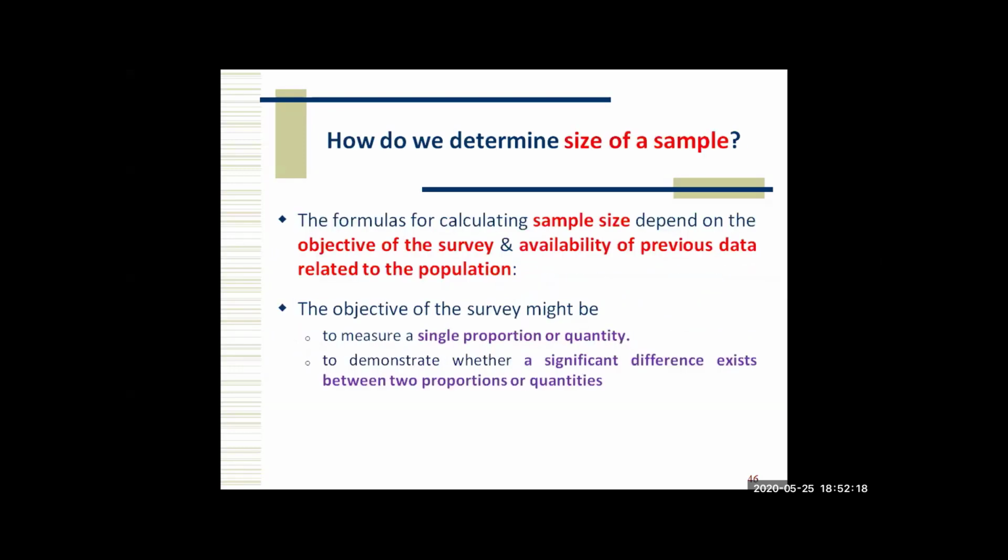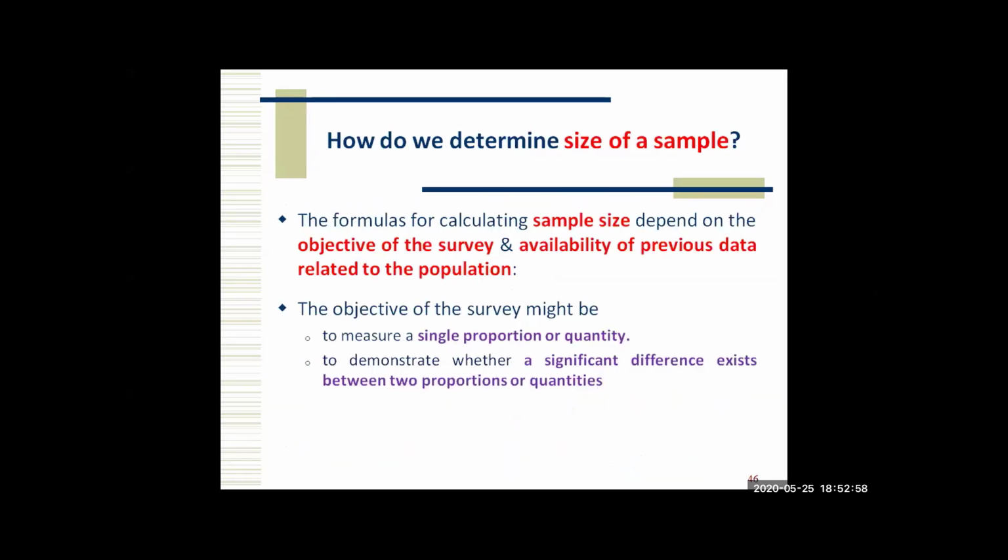That was the point. The other issue is, how do we determine the size of sample? The size of sample might be determined based on the objective of the survey, and then above all, availability of previous data related to populations. And then this information will also determine the sample. The objective of the survey might be to measure a single proportion, or to measure a single quantity, or the objective of the study might be to compare and contrast two proportions and two quantities. That is also one point.